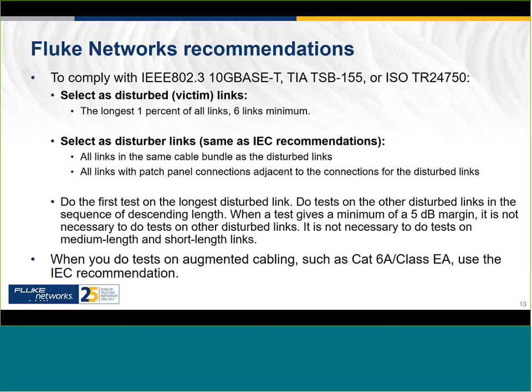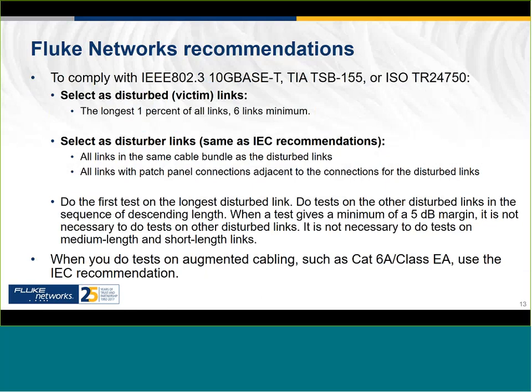Fluke Networks recommendations. If you're going to comply with the IEEE 10G-based requirements, Technical Services Bulletin 155 from TIA or ISO Technical Report 24750, you select as the victim link the longest 1% of all links, and it should be 6 links at a minimum. The longer the link, the more susceptible it's going to be.